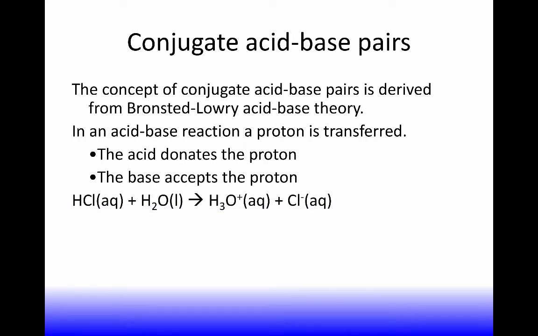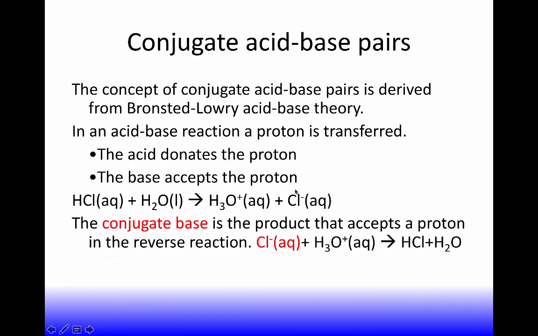So here's an example. So we got HCl, H2O. It looks like the O is picking up a hydrogen, and it looks like the HCl is losing a hydrogen. Okay, so this must be an acid because it's donating. This must be a base as it's accepting. What about these things that are the products? How do we refer to them according to Bronsted-Lowry acid-base theory?